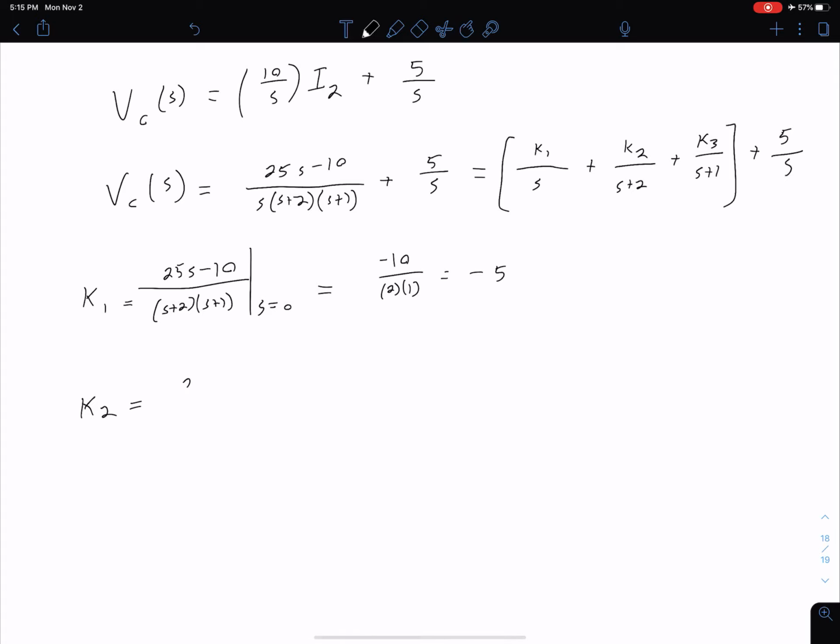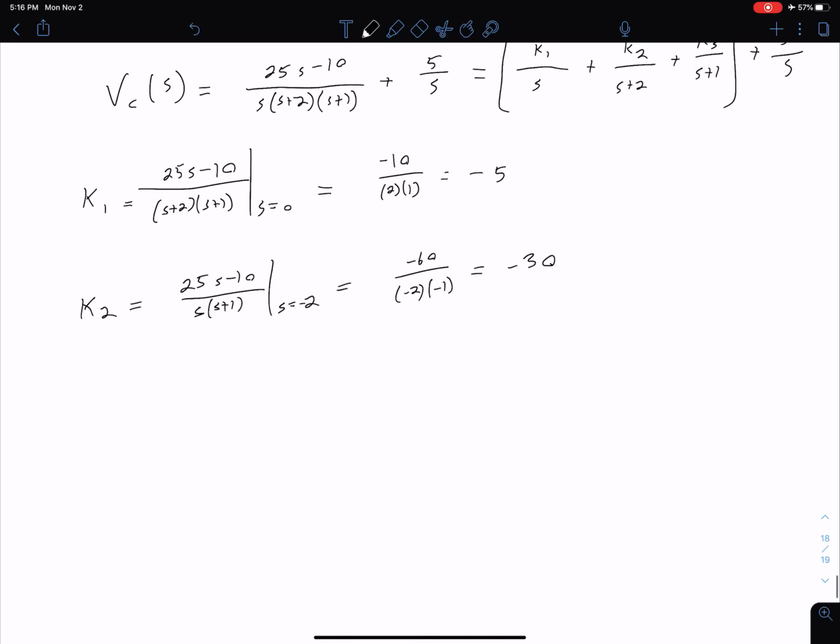Similar thing for K2, we have 25s minus 10 divided by s times (s plus 1), evaluated at s equals -2. Plugging that in, we get -60 divided by -2 times -1, which gives us -30. And then finally for our K3, we evaluate that from 25s minus 10 divided by s times (s plus 2), evaluated at s equals -1, which is -35 divided by -1 times 1, so that is 35.